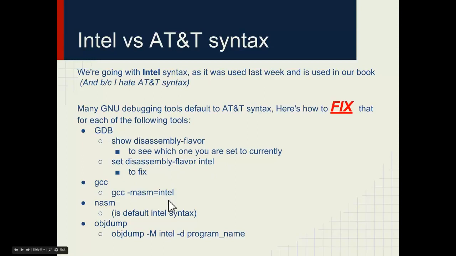For GCC, you tell it Intel. For NASM, the default is Intel. For objdump, the default is AT&T, so you pass capital -M intel, which will tell it to disassemble in Intel syntax for x86 instructions.